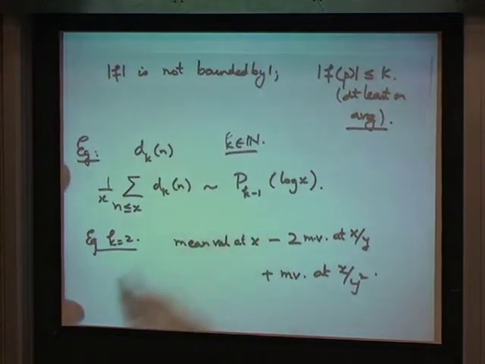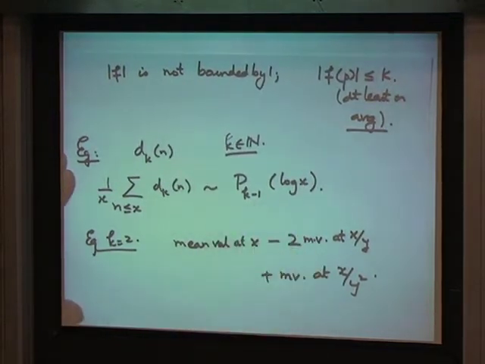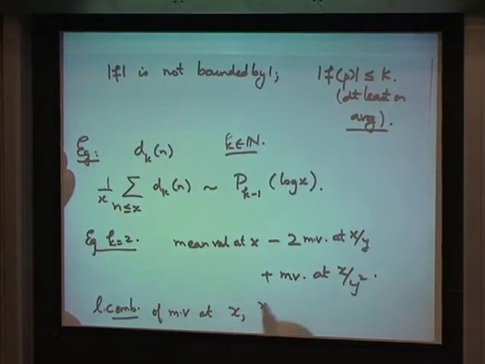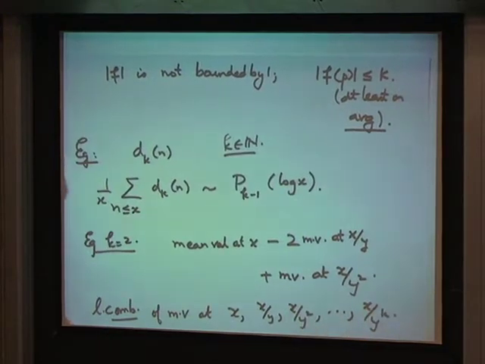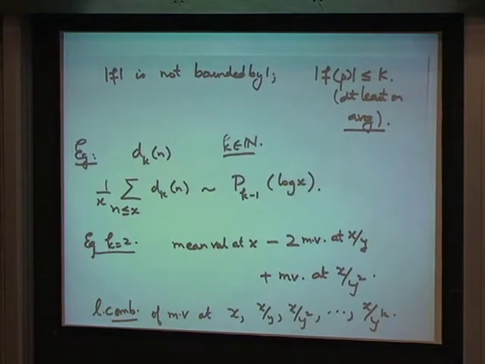And for a general k, I could write down a linear combination of mean values at x, x over y squared, up to x over y to the k. And then I would be able to say that the linear combination at these values is actually small. So there's no mystery about what this linear combination should be. So let me maybe show you what it should be.